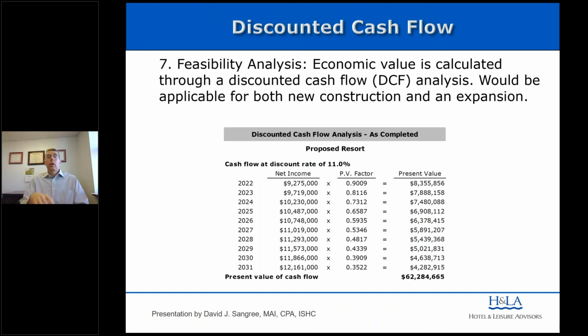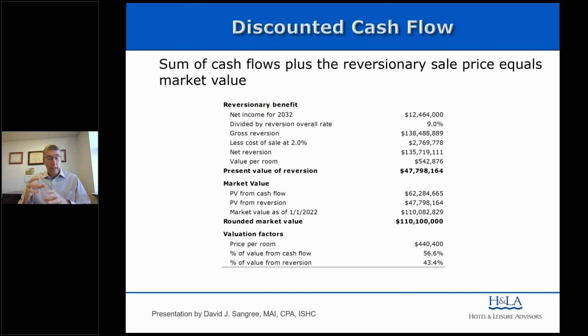And in the case of a new construction, we will be determining its valuation by taking the sum of the discounted future net income and then assuming that the property would sell in the 11th year and discounting that sale price back to the present, and adding the sum of the cash flow plus the sum of the reversionary sale price to equal the potential value. And then we're going to compare that value to the projected cost to build.